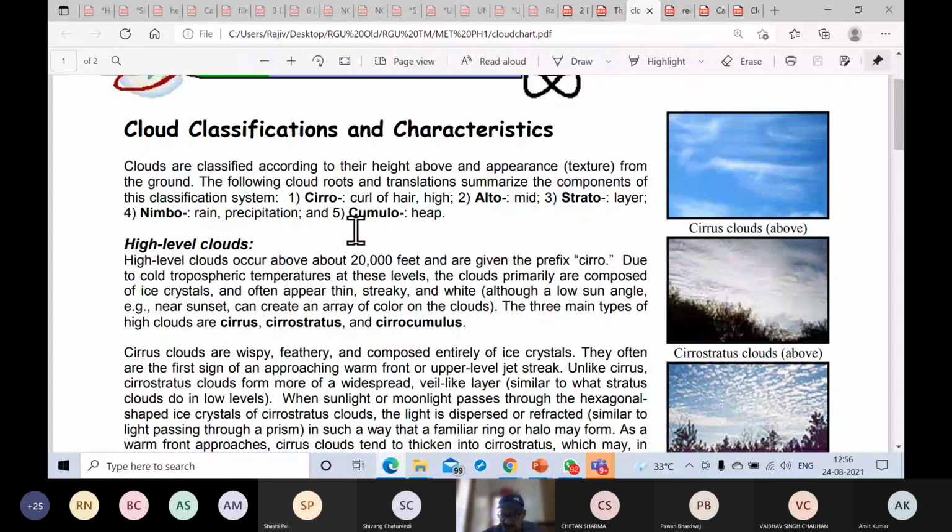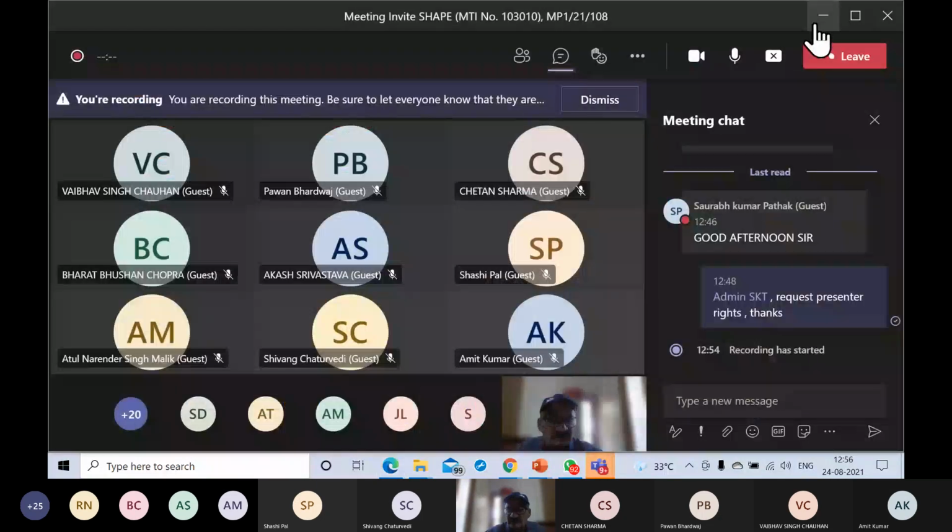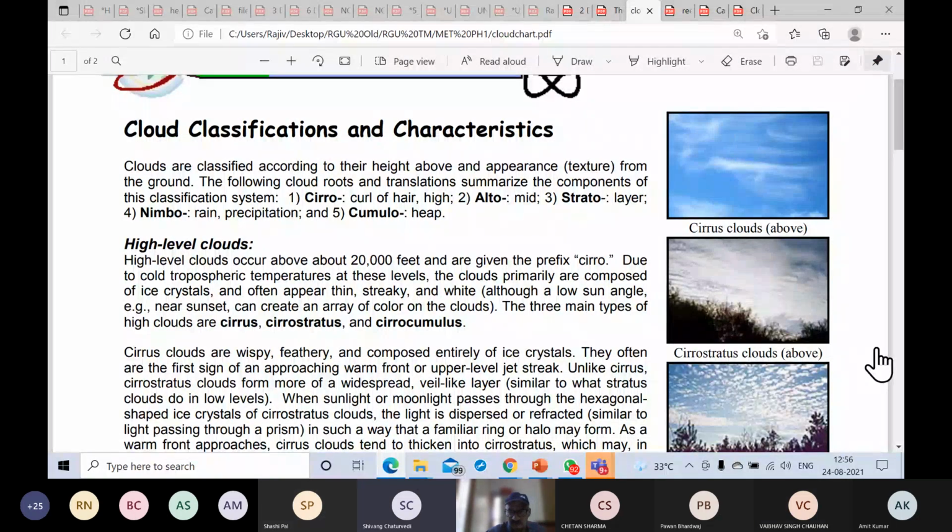Before we go further, can somebody confirm that you can see the shared screen? Yes, sir. Yes, sir. We can see. Shared screen. Yes, sir. Okay, very good, very good. Thank you.